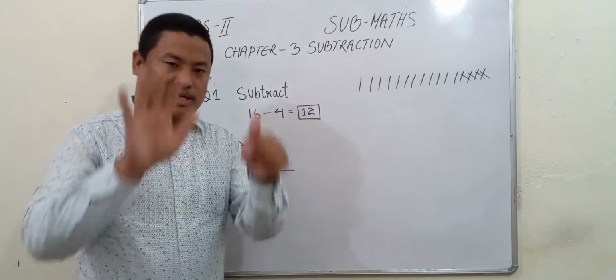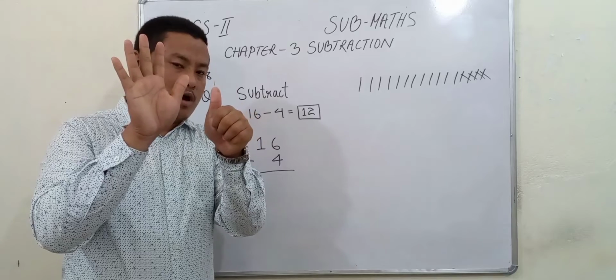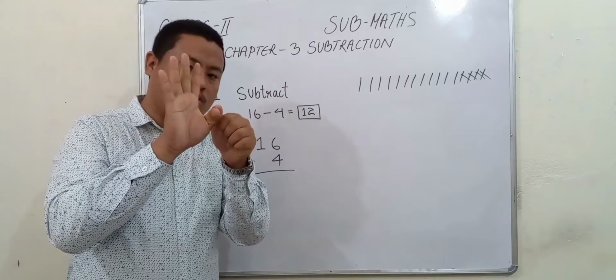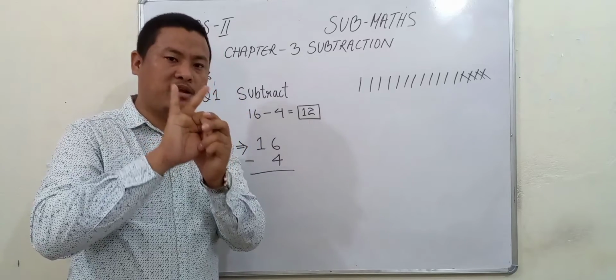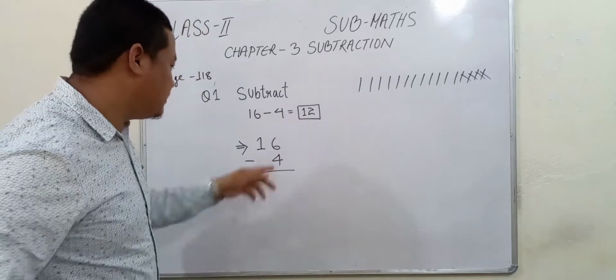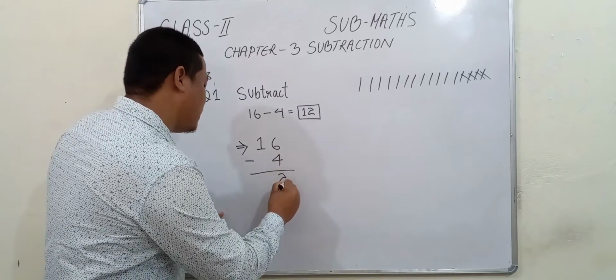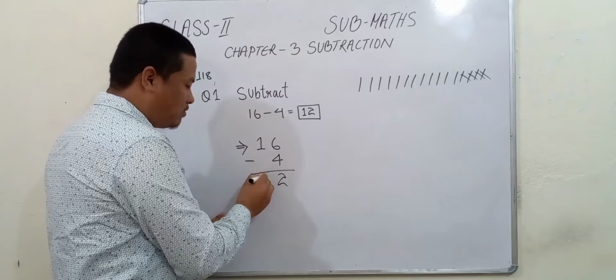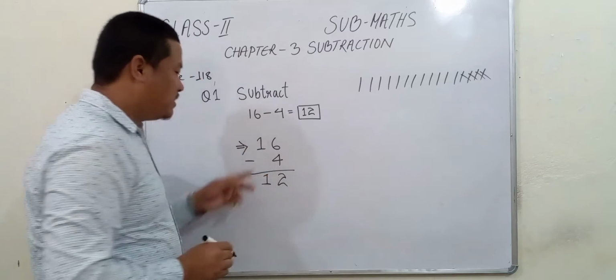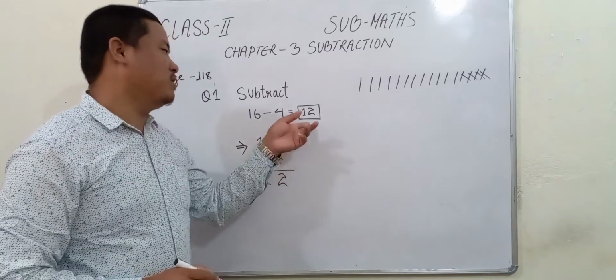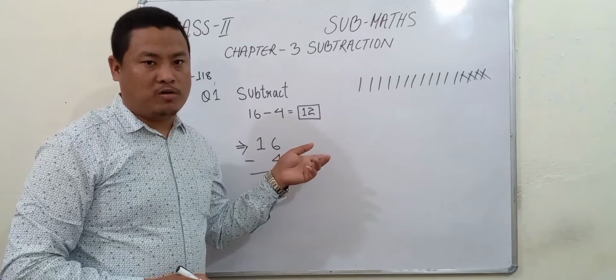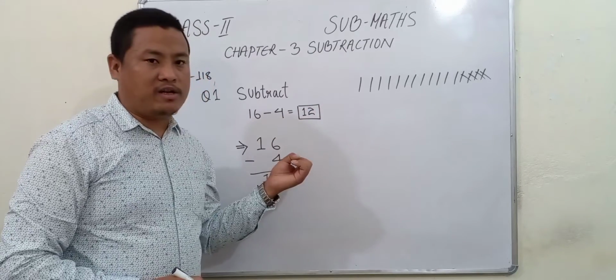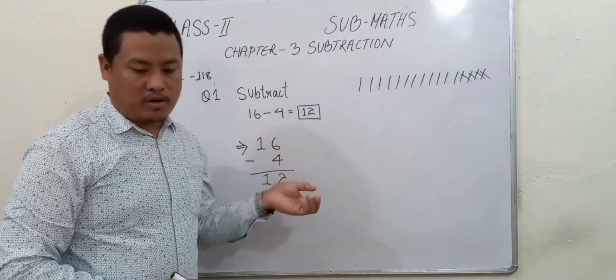See children. 6. You take out from 6 how much? 4. 1, 2, 3, 4. How much remain? Yes, that is 2. 6 minus 4 is 2. And there is no number, so we'll put down the same number here. So 16 minus 4 is 12. We can write in this way also. Which one you find easy, you go that way.